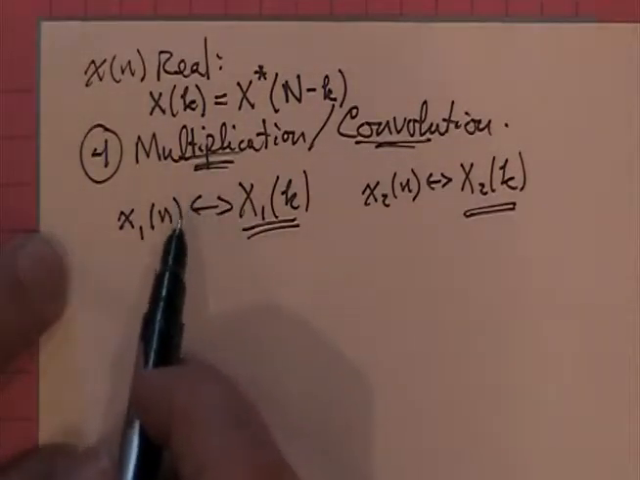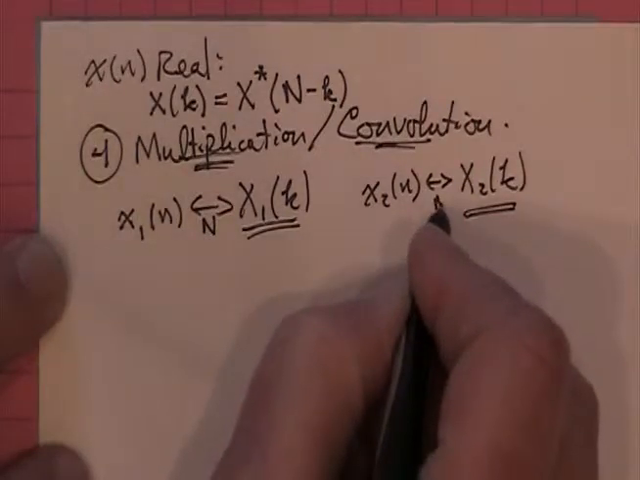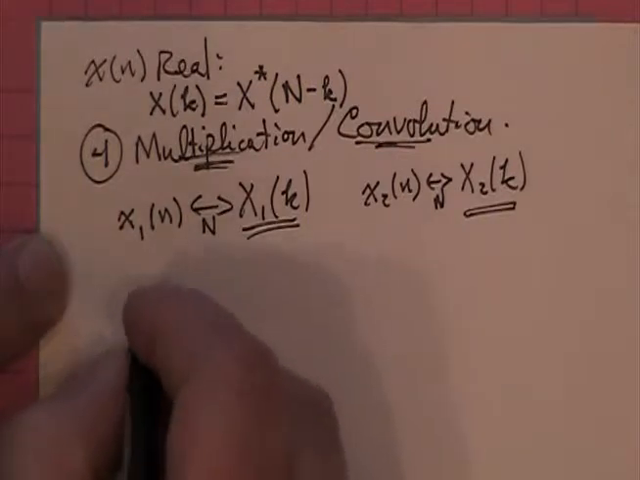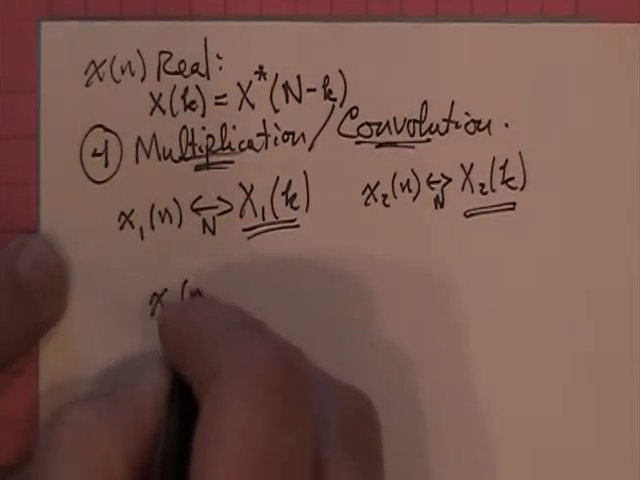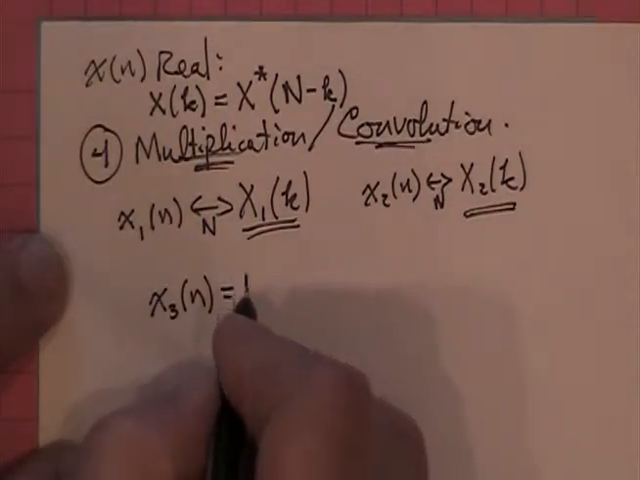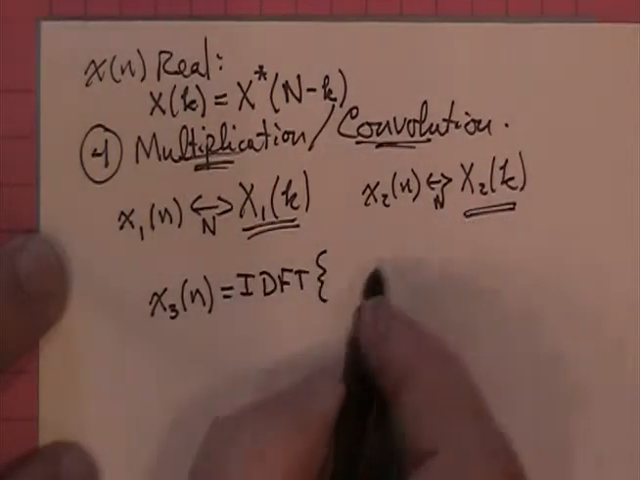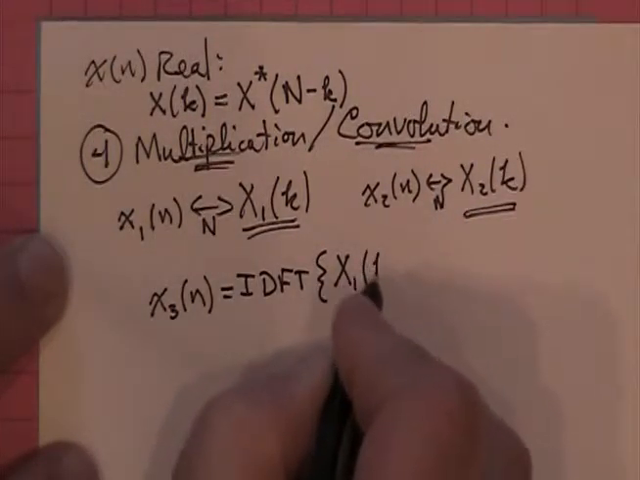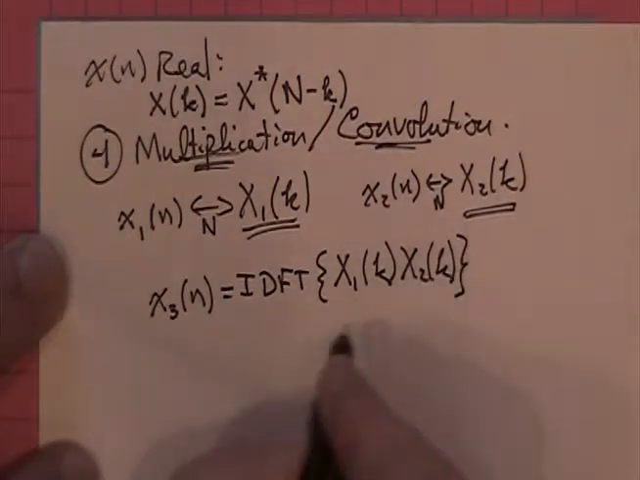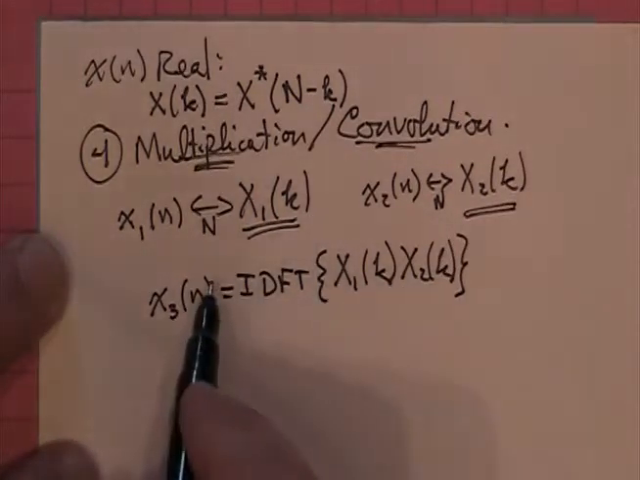So there's a block algorithm. I'm going to assume that I have an n-sample DFT for each, so that the frequency domain samples correspond to each other. Then I'm going to define x3 of n to be the inverse DFT of what I get when I multiply these two together, x1 of k multiplied by x2 of k. So calculate the two transforms, multiply in the frequency domain, and find the inverse transform.